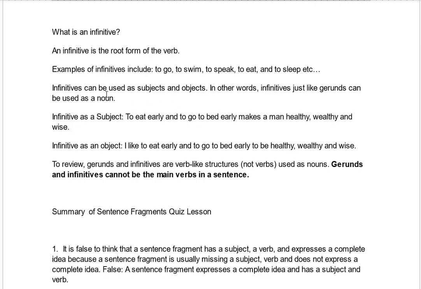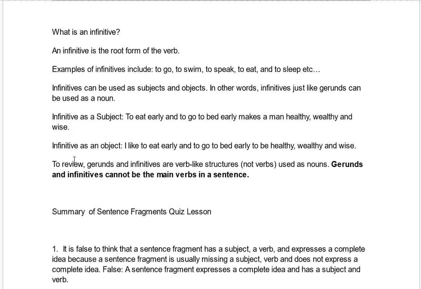Infinitives, just like gerunds, can be used as subjects and objects in a sentence. In other words, gerunds and infinitives can be used as a noun. So here is an infinitive as a subject. To eat early and to go to bed early makes a man healthy, wealthy, and wise. I believe that was Benjamin Franklin who said that. So to eat early and to go to bed early, these are both infinitive subjects. So here you have an infinitive used as a subject.